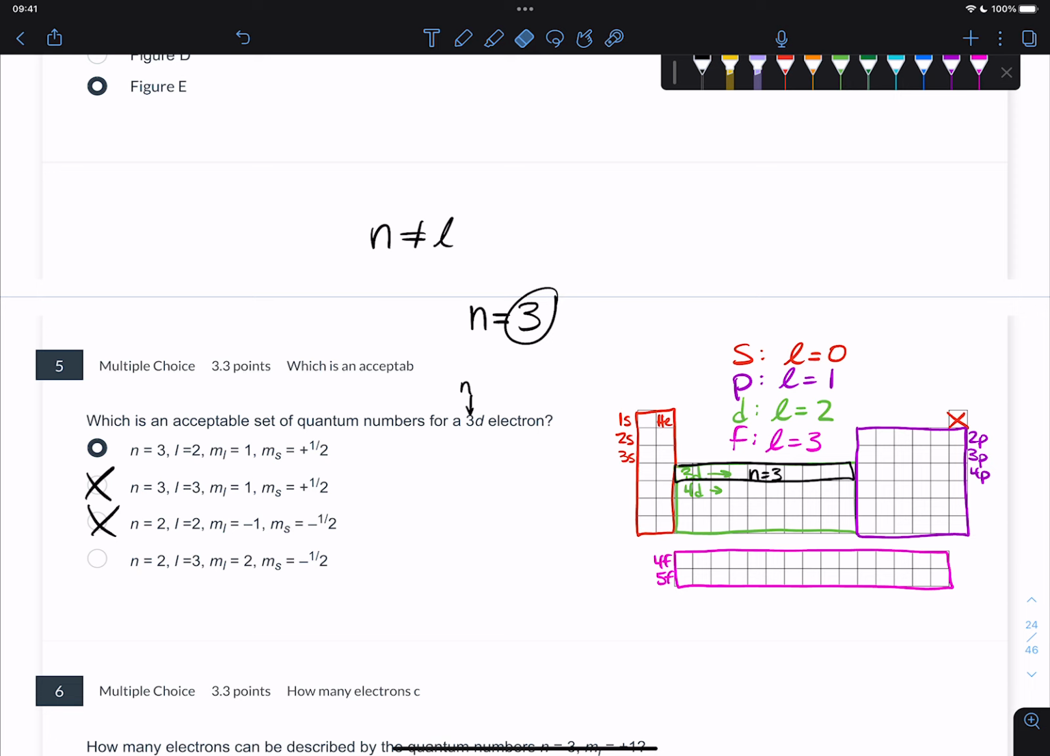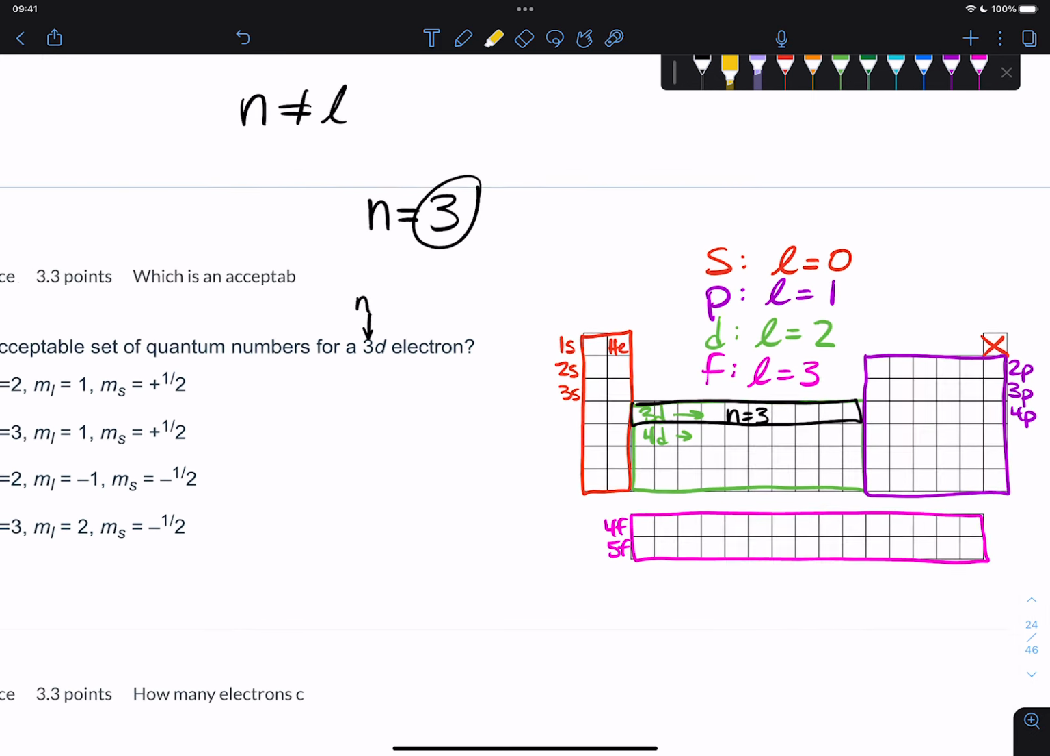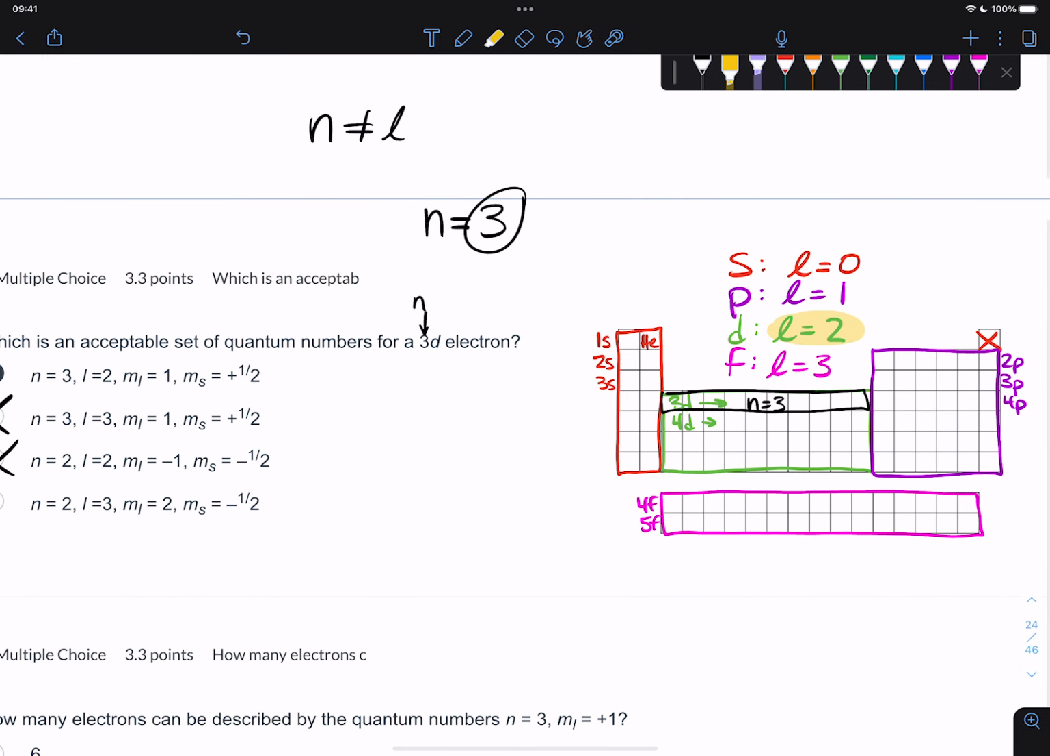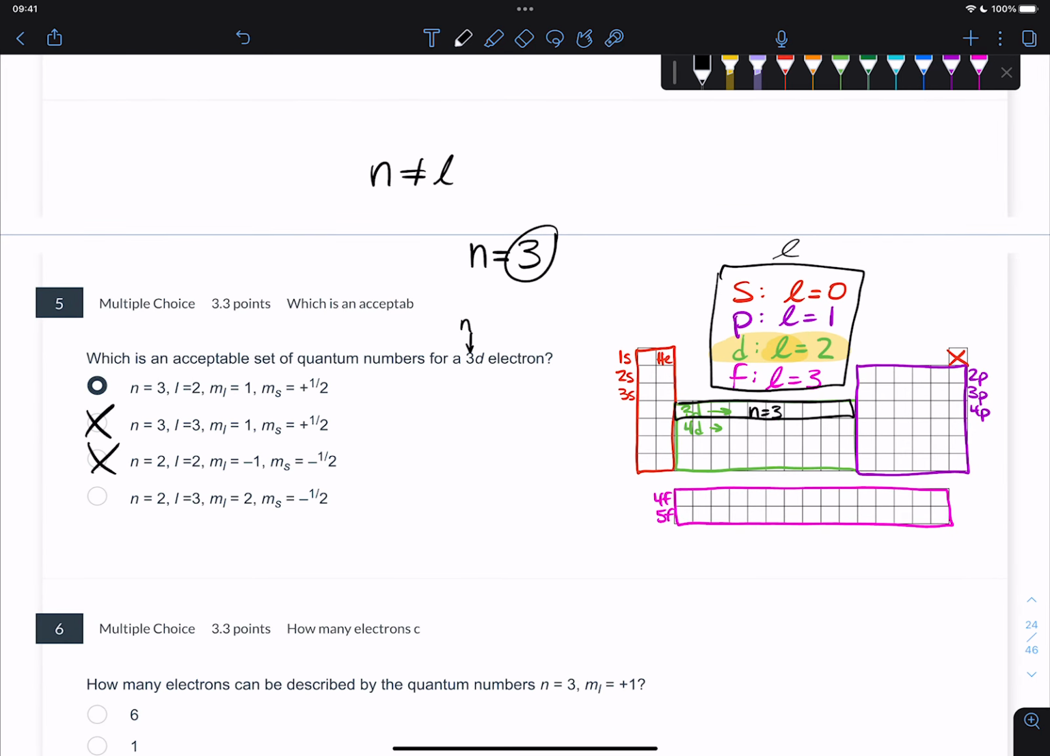Another thing that really helps: we just said that L is equal to 2 for something in the D block. So that is another clue. Just keep those numbers remembered. SPDF is 0, 1, 2, 3 for L. So those are L values, and that gives you a clue as well.